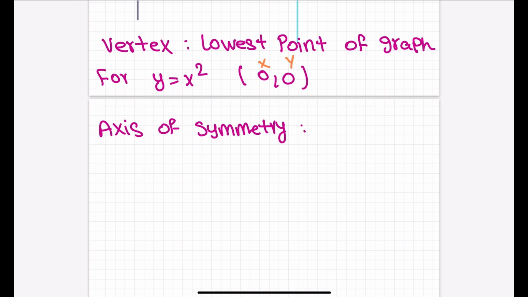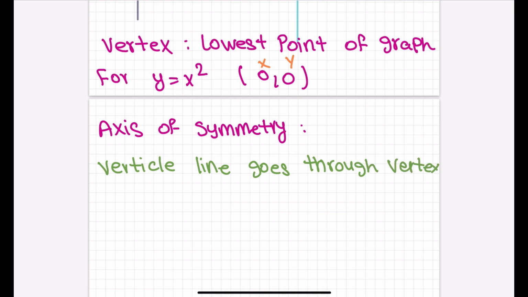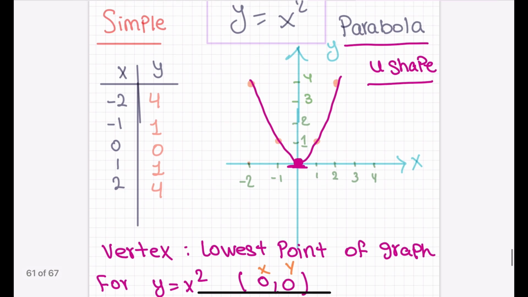It's a vertical line that goes through the vertex. I'm just gonna write it down. It's a vertical line that goes through the vertex. What does it mean? It means it splits the graph into two mirror images. In here, what is our vertex? This one.